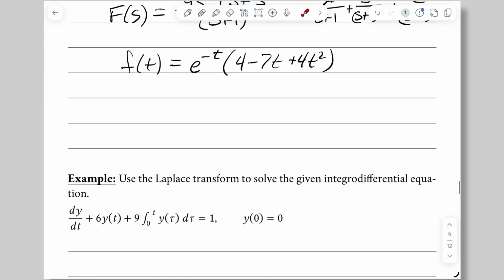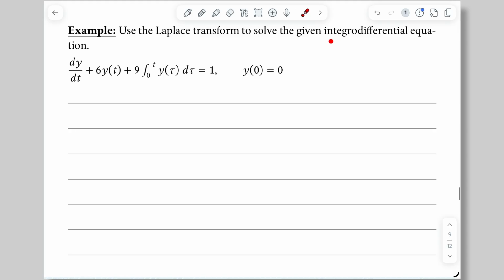If you thought the equation in the last example was weird, hang on. We've got something called an integro-differential equation. And if you've got another way to pronounce that, power to you. An integro-differential equation has a derivative, dy dt in this case, and an integral. We're looking at dy dt is equal to 6 times y of t plus 9 times the integral from 0 to t of y of tau d tau equals 1, and an initial condition of y of 0 is equal to 0. The integral that we see in this equation is actually the convolution of 1 with y of t.